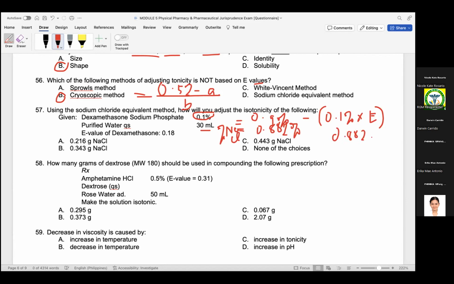Magre-ratio and proportion na lang ako sa total volume, which is, di ba, X over 30 ml. And solving for X, the answer is 0.2646. So, meron ba? It's none of the choices.